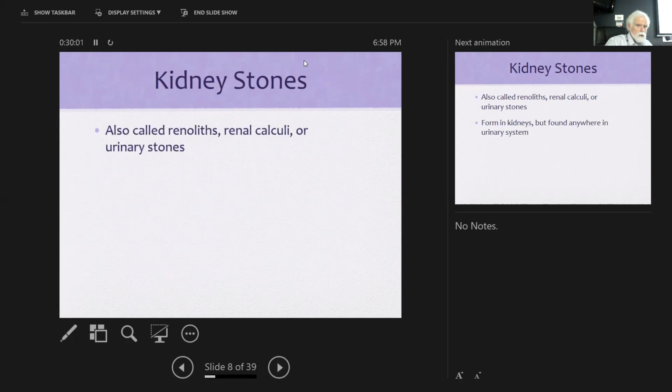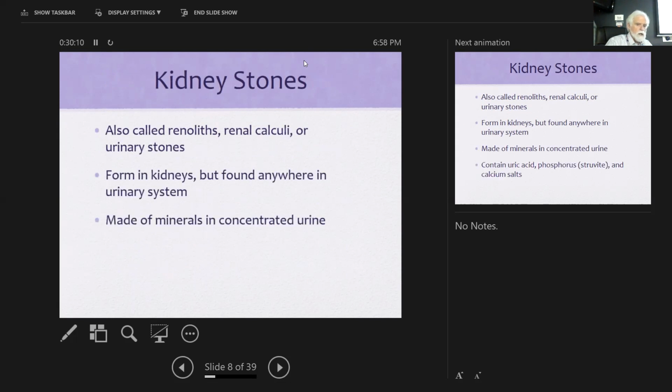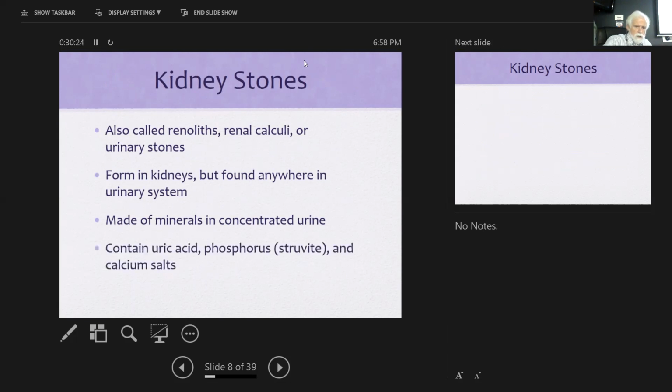Kidney stones, liths, lots of names for them. They form in the kidneys, but migrate. They move around. What happens is they get made of minerals that concentrated urine contains, and move. They exit. They also contain uric acid and other potentials.